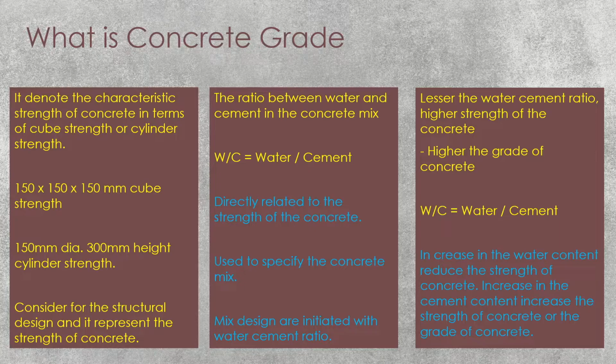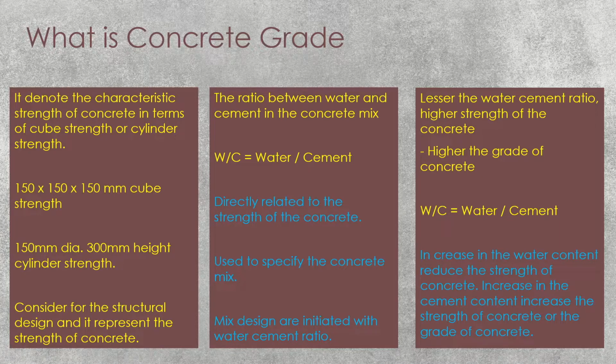A 150 by 150 by 150 millimeter cube will be cast. Consider the characteristic cube strength in the design. If we have considered cylinder strength, you may check the cylinder strength. That is, a 150 diameter cylinder having a height of 300 millimeter will be tested. This is considered for the structural design. We have to check whether it represents the construction.